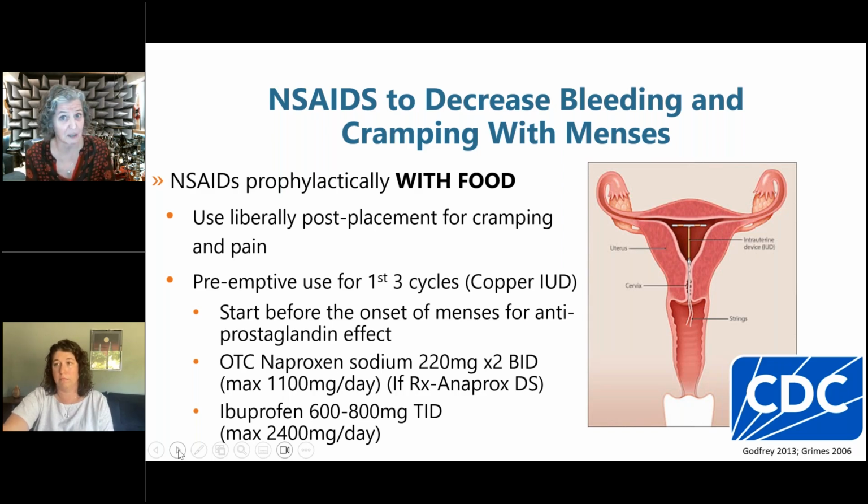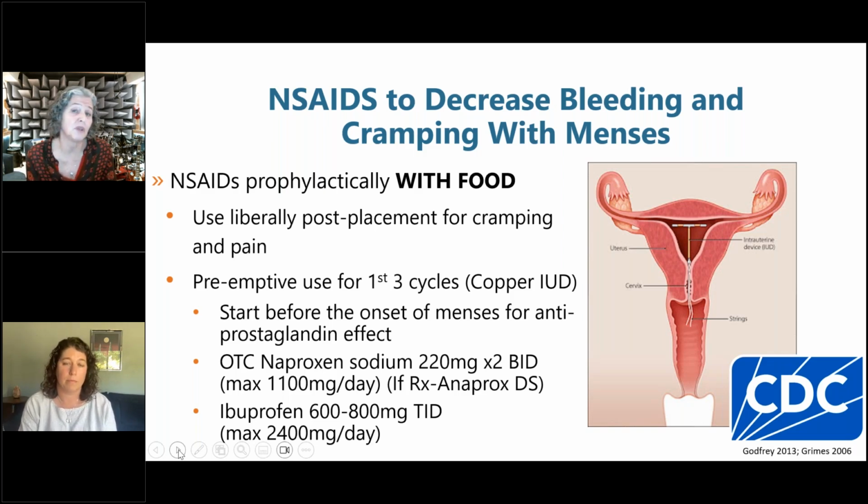Or if you do have the ability to give the person a prescription, maybe their prescriptions are paid for, that would be lovely. Then I would give them Anaprox DS, which is 550 milligrams. That's a generic, and it will reduce their menstrual blood loss by up to 70%, which is quite significant. And as I said, also will help with the cramping.